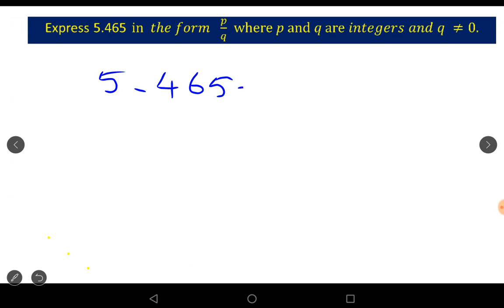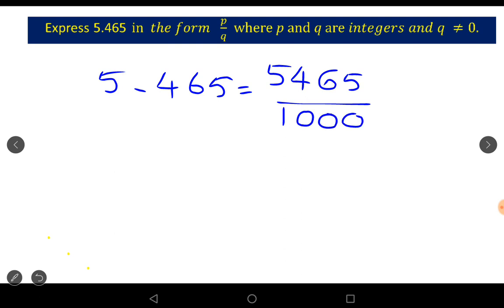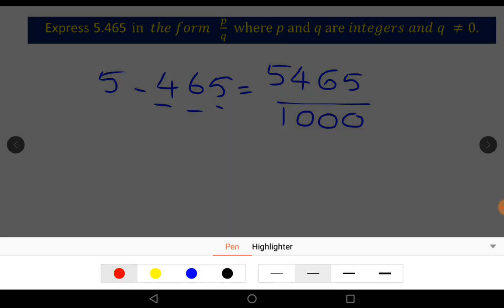This is the terminating decimal. So first step, remove the decimal point, write the numerator 4565 divided by 1 followed by 3 zeros, because in the decimal part there are 3 digits. So write the 3 zeros. After that, divide the numerator and denominator by 5.